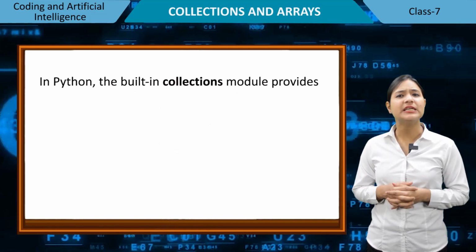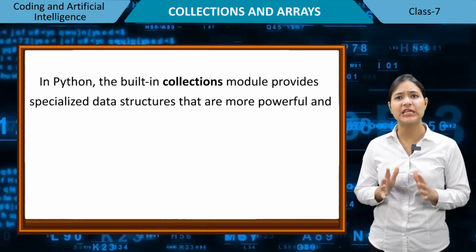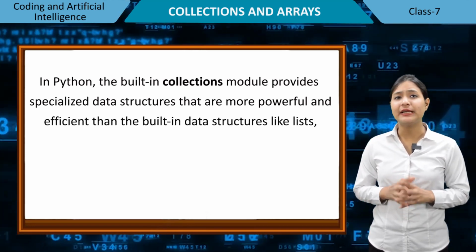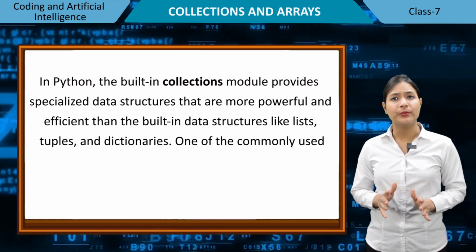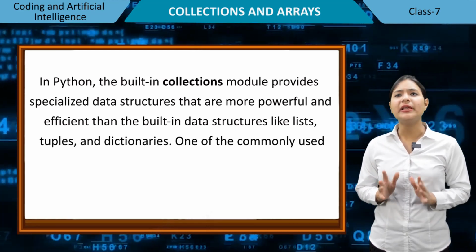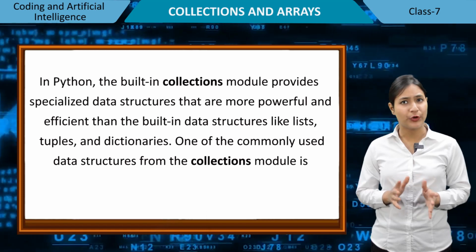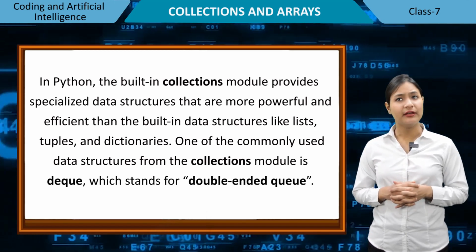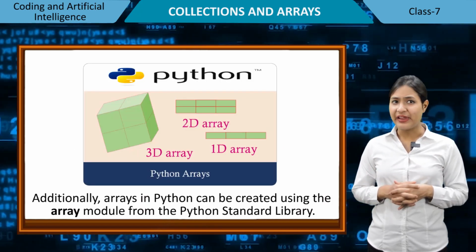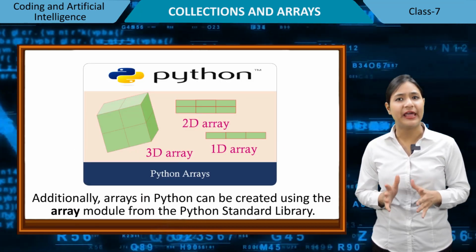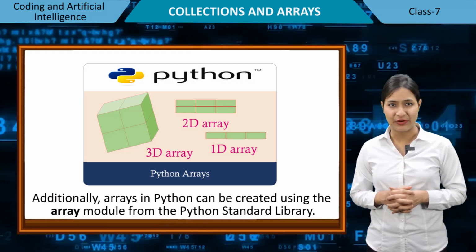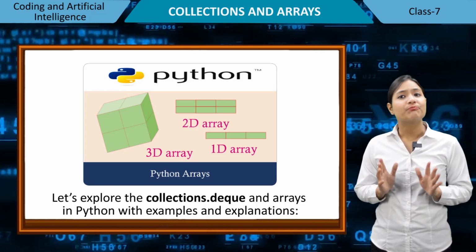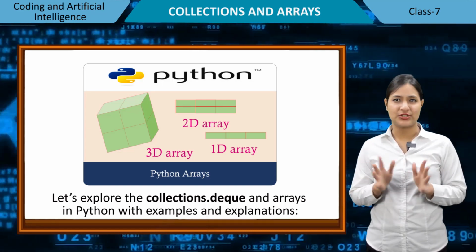In Python, the built-in collections module provides specialized data structures that are more powerful and efficient than the built-in data structures like lists, tuples, and dictionaries. One of the commonly used data structures from the collections module is deque, which stands for double-ended queues. Additionally, arrays in Python can be created using the array module from the Python standard library. Let's explore the collections deque and arrays in Python with examples and explanations.